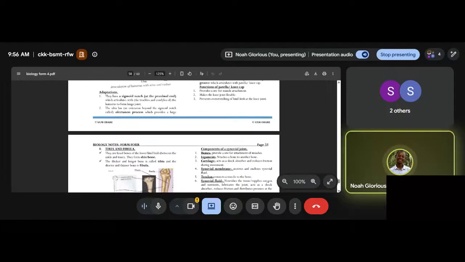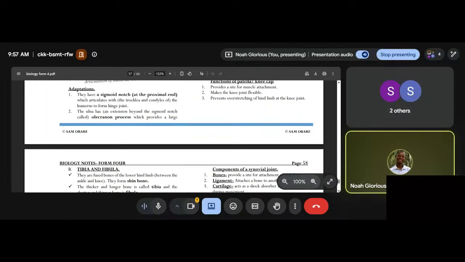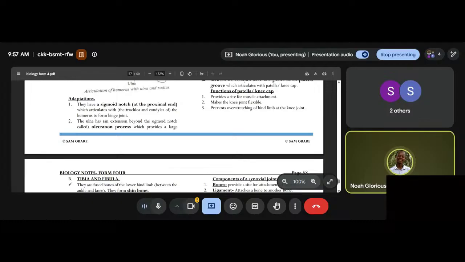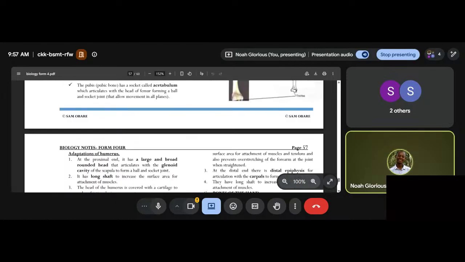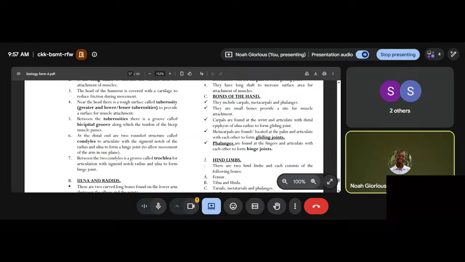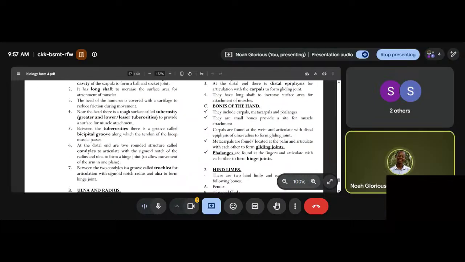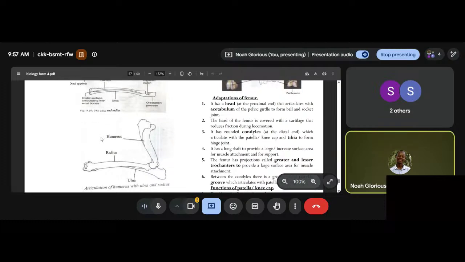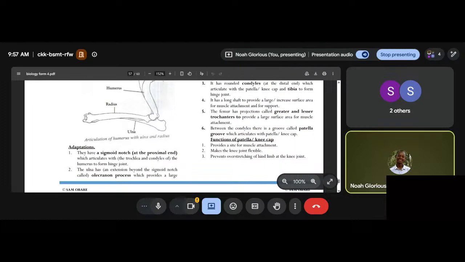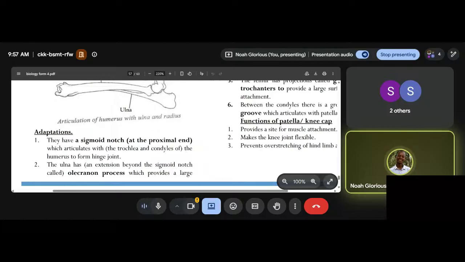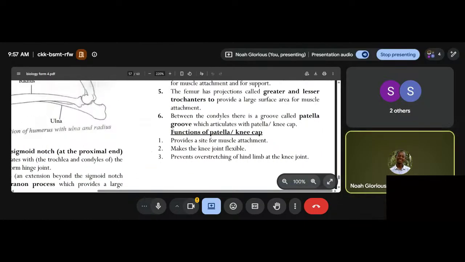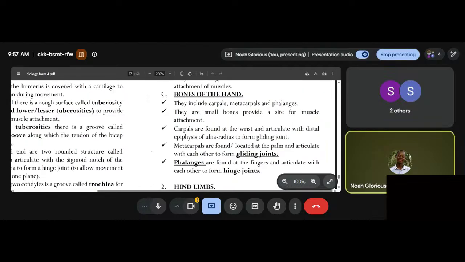I want you now to check out later on by yourselves the adaptation of the ulna and the radius. That is, from point number 1, point number 2, going up to point number 4. I don't know whether you are able to get a screenshot of the first two. And on the other two, number 3 and 4 at the bottom, there is not so much.